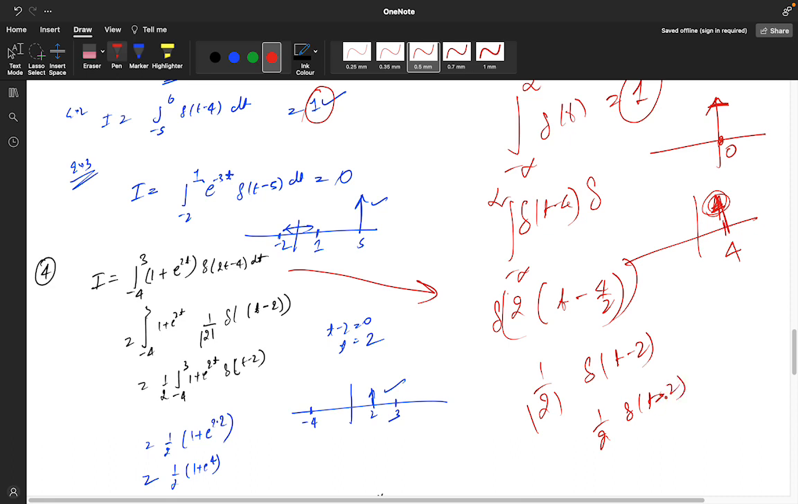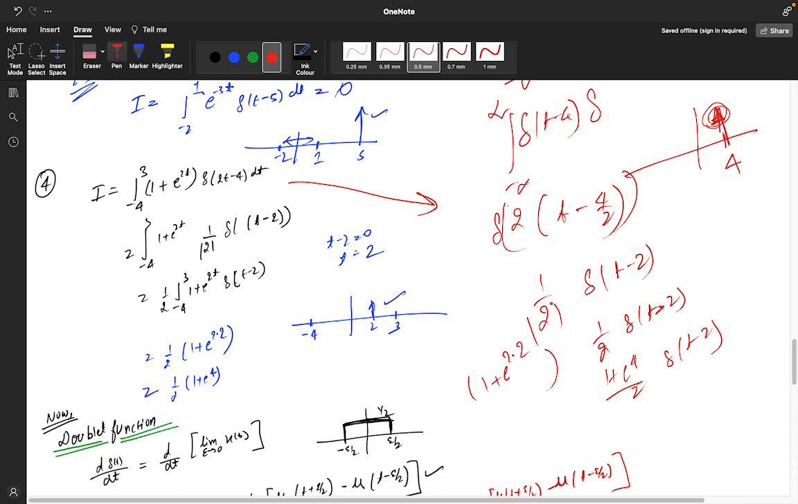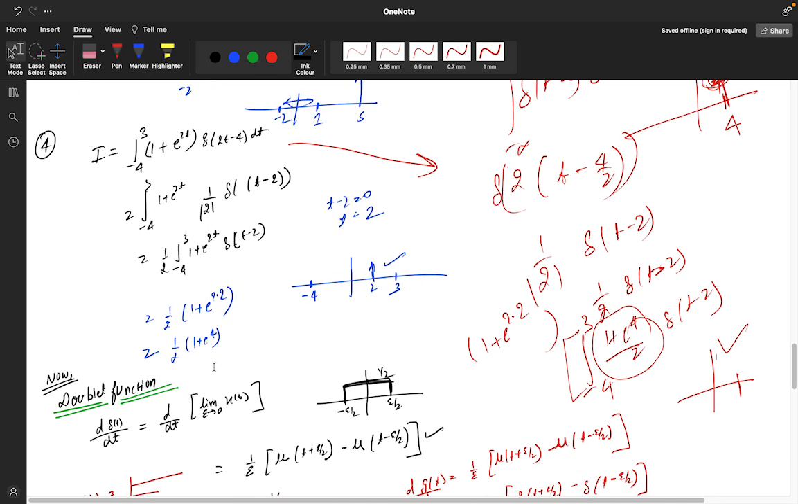Now put the value of t equals 2 in this. So you will get 1 plus e power 2 into 2, so 1 plus e power 4 by 2, into delta t minus 2, and you are getting some particular integration from minus 4 to 3, and this is in the range. This is the area. At what particular point are we getting this area? At t equals 2. So this is in the range, so the same value will come: 1 by 2, 1 plus e power 4.